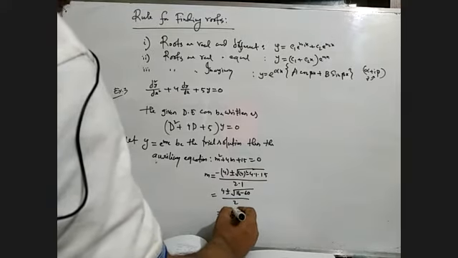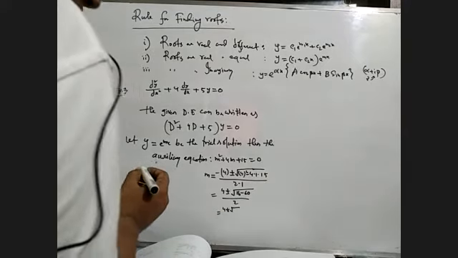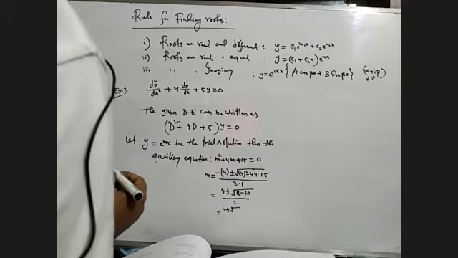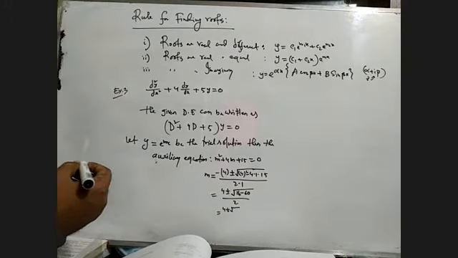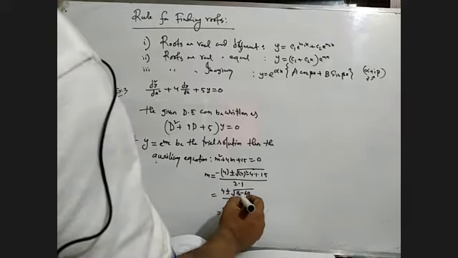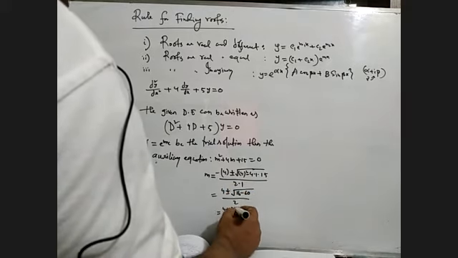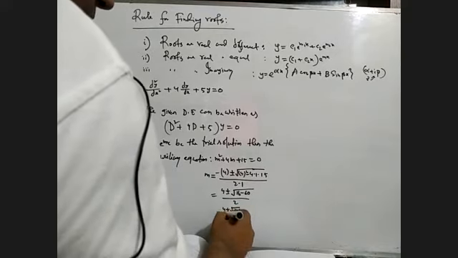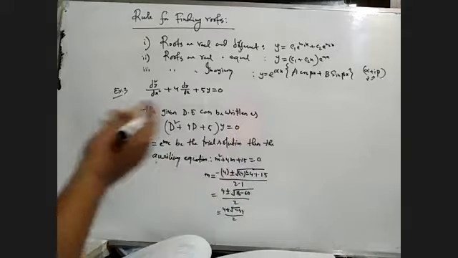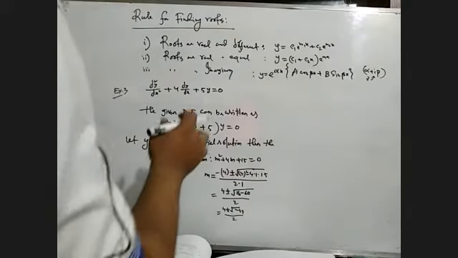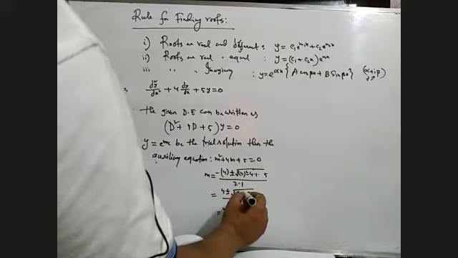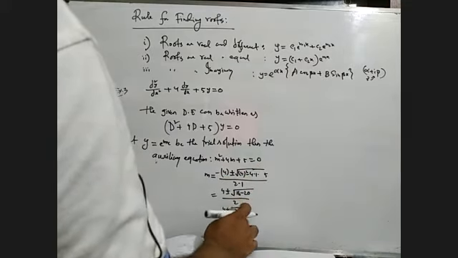Sorry, this will be 5, I am writing here 15 by mistake. So 4 times 5 is 20, and 16 minus 20 is only minus 4.